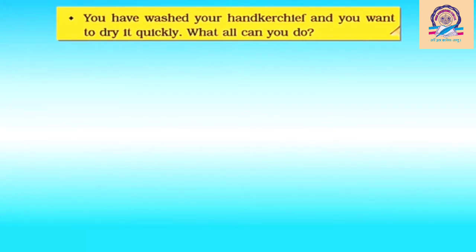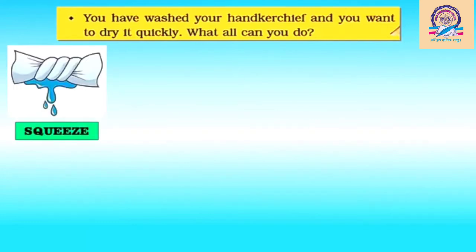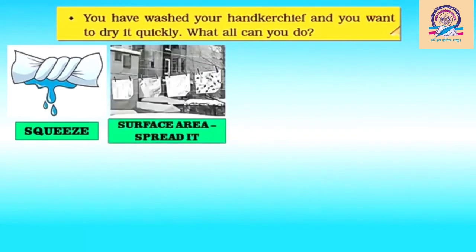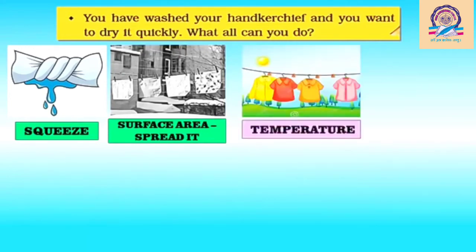If you have washed your handkerchief, first squeeze the hanky to drain out the excess water. Then, if you keep it squeezed like this only, it will remain wet for a long time and will not dry. So first of all you have to spread it. That means the surface area of the hanky for the water to evaporate should be more. If you do not spread it and keep it squeezed, the surface area of the hanky open for evaporation of water from it will be very less.